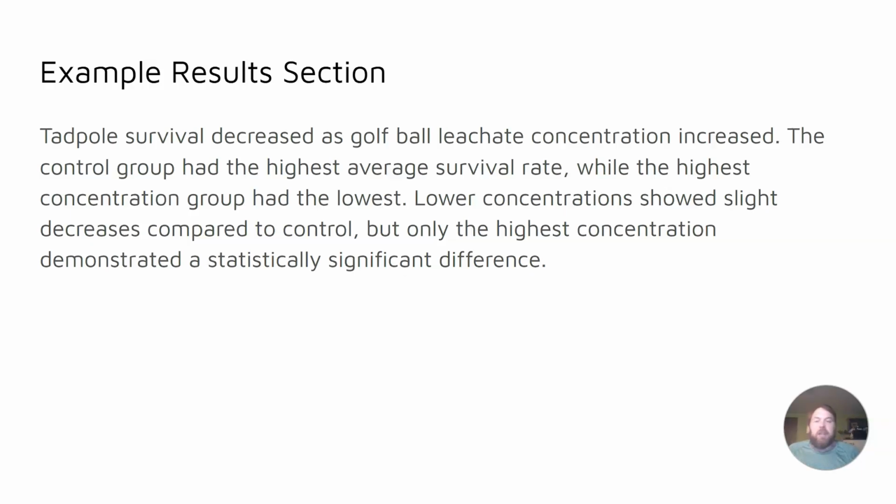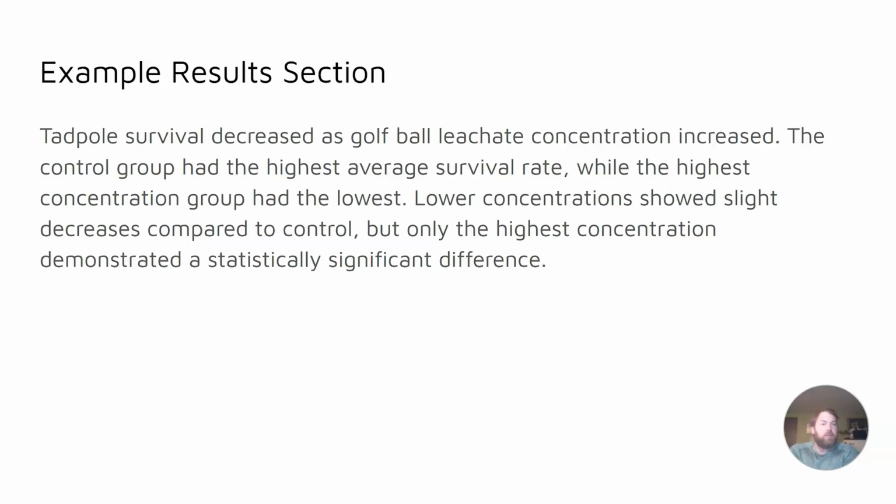Tadpole survival decreased as golf ball leachate concentration increased. Boom. It tells you exactly what the trend in the data was. It told you as the golf ball concentration in the ponds increased, the tadpole survival decreased. And you could write it even that specifically. The control group had the highest average survival rate, while the highest concentration group had the lowest.